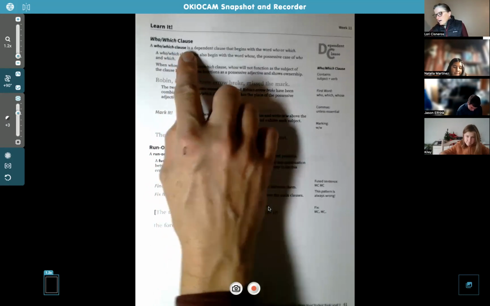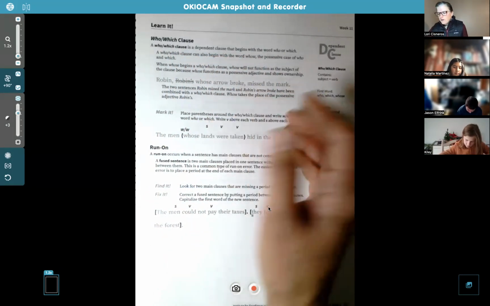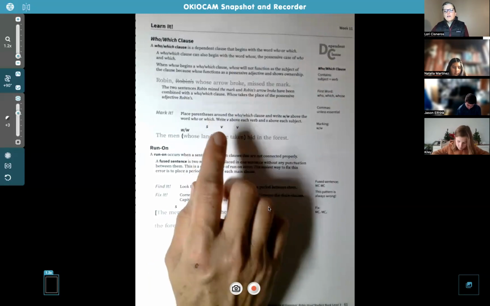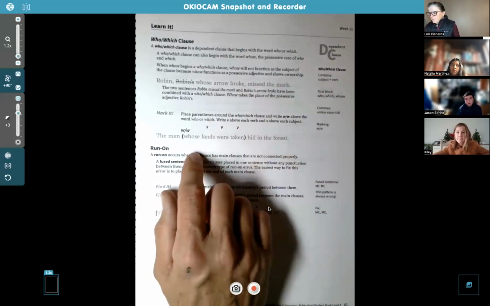So a who, which clause is a dependent clause that begins with the word who or which. You already know that. By the way, when you're writing it in your writing for your paragraphs, you only need to underline who or which, not the whole clause. Okay, just remember that, just the word who or the word which. But in this book, you're going to do something different. Okay, just remember that's how it is for the writing part.